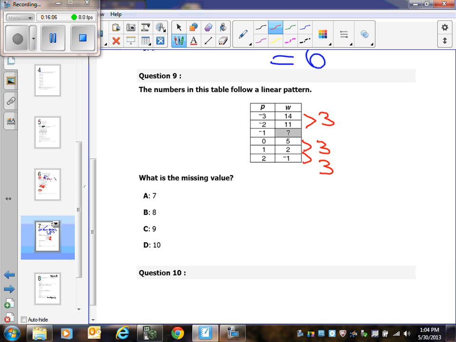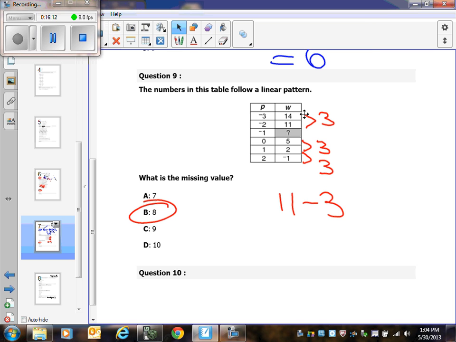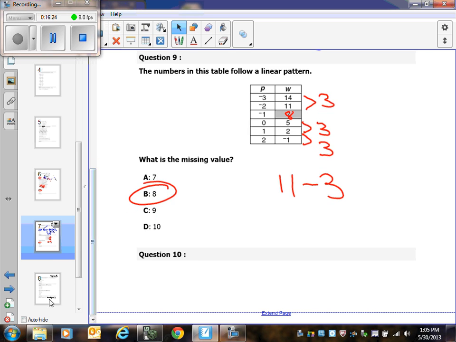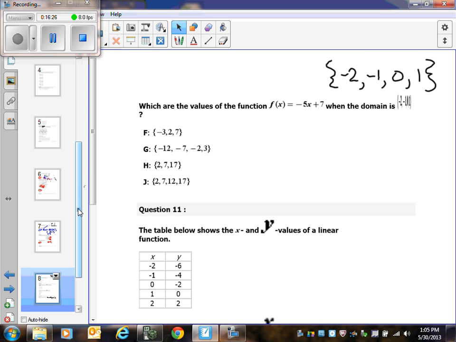It looks like it keeps subtracting 3. So therefore, all we need to do is do 11 minus 3, and we get that our answer here is 8. And then of course, if you go ahead and put the 8 in here, 8 minus 5 is 3. So we could have just looked for the pattern for that one. We're not going to make that one harder than it is. So now let's move on to number 10.